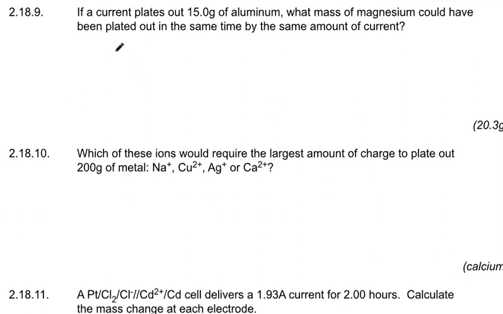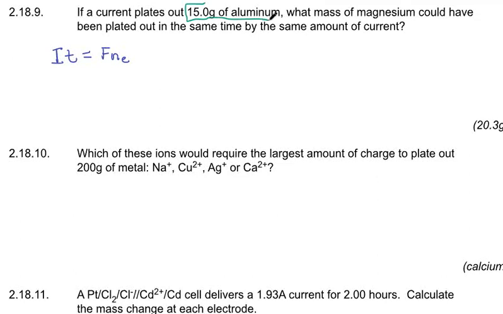They say, if a current plates out 15 grams of aluminum, how much magnesium could have been plated in the same time with the same amount of current? So, we're starting with this formula. And they tell us we're making 15 grams of aluminum, so we're heading for some trouble with this formula, but let's pretend we haven't noticed that yet, and we'll start this loop the way we normally would.